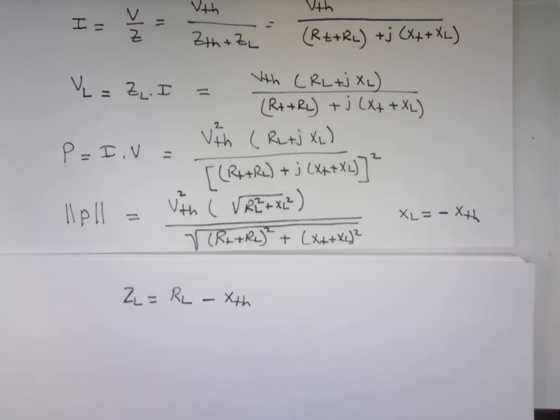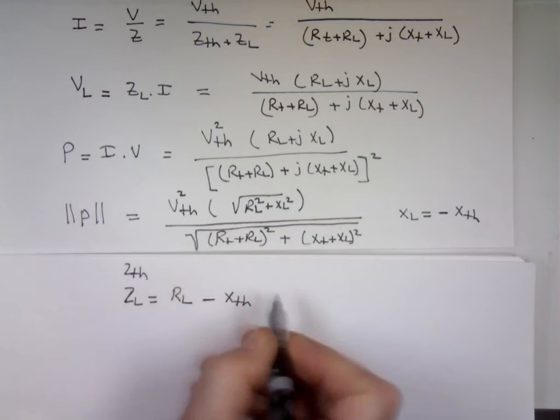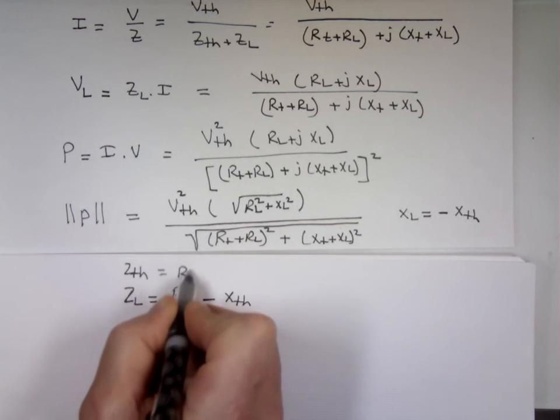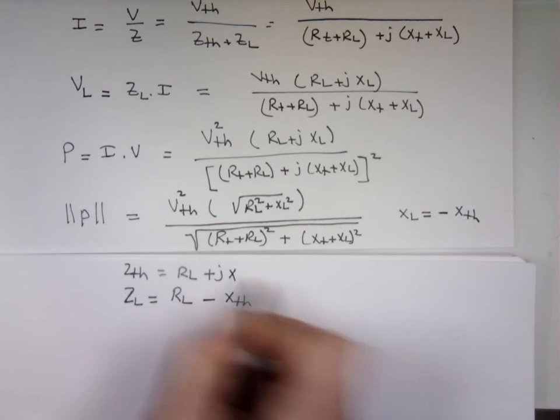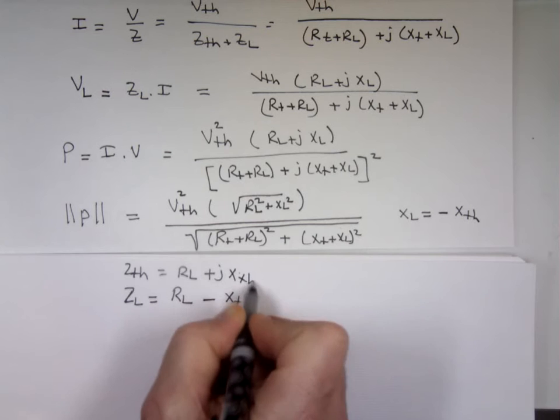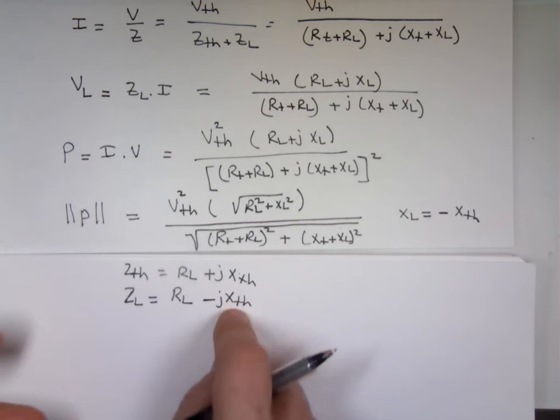Again, the other way, take the derivative and set it equal to 0. That'll be more work. So when you look at Z Thevenin here, we had Z Thevenin to be what? R sub L plus J X Thevenin. This one's going to be J here. This one's going to be minus of that, so that number is really the conjugate of that.